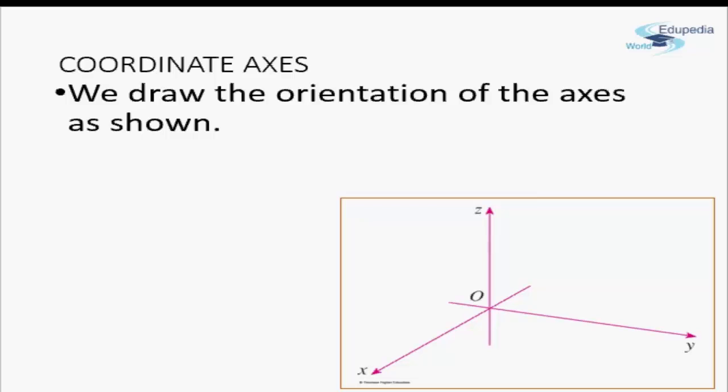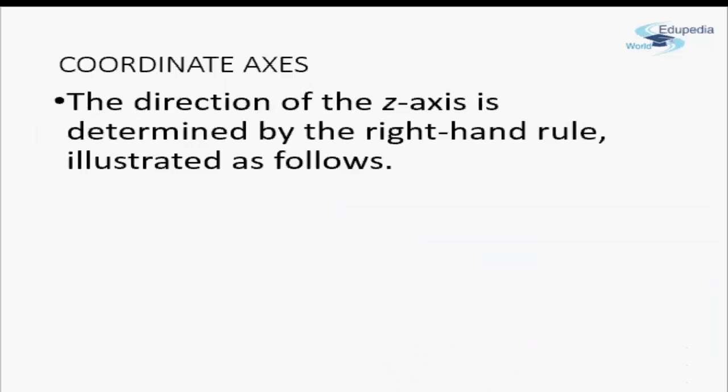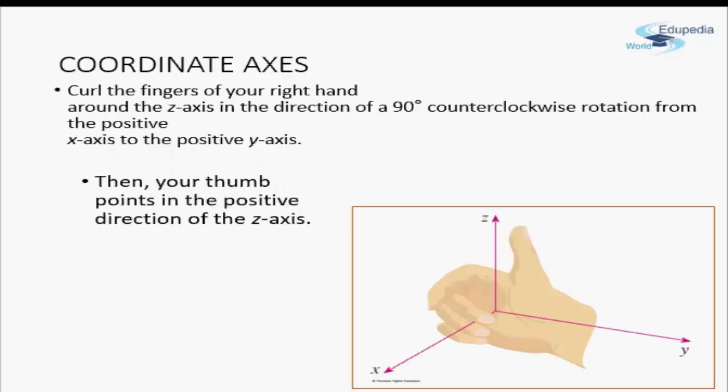Now, how do we draw this? How do we draw the z-axis? Where would we know that the z-axis is? So the way to draw this is known as the right-hand rule. What you do is that you look at the diagram and you basically curl up your fingers around the z-axis in the direction of 90-degree counterclockwise from the positive x-axis to the positive y-axis.